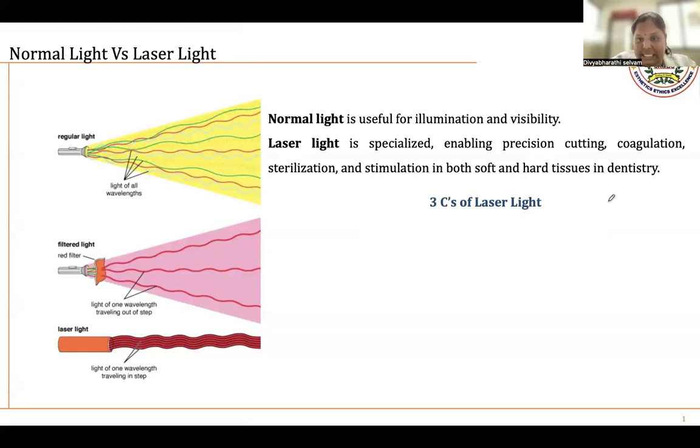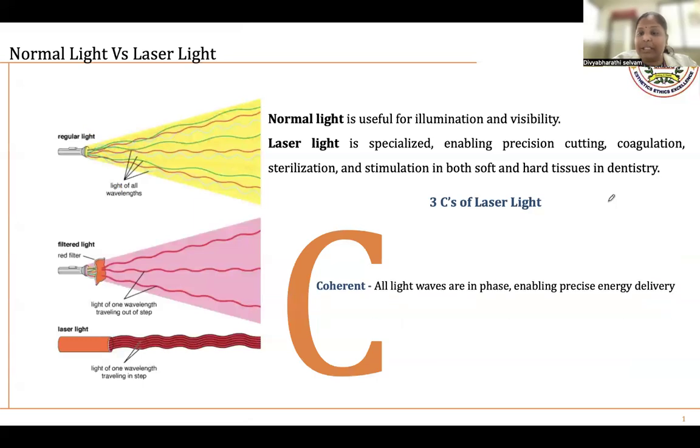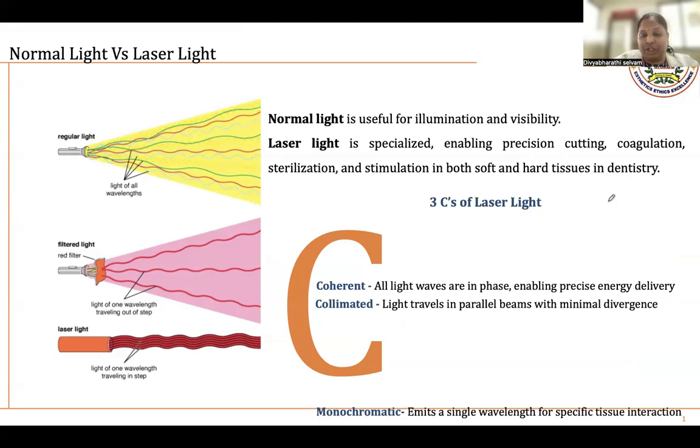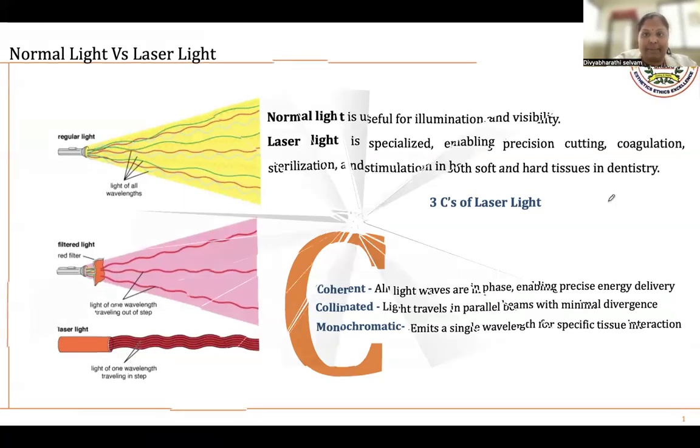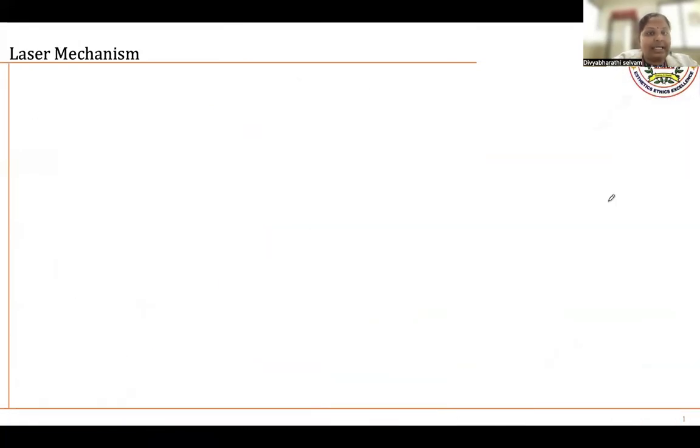What are those three C's? The first C is coherent. All the waves in the laser are going to be coherent in nature, in the same direction. They all travel in the same direction, enabling precise energy delivery. Next is collimated. The light will travel in a parallel beam so that there is minimal divergence, so it will specifically target the tissues. Next is monochromatic. It is available in a single color, a single wavelength, in order to have a specific tissue interaction.